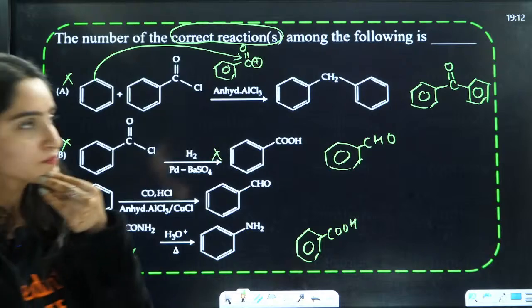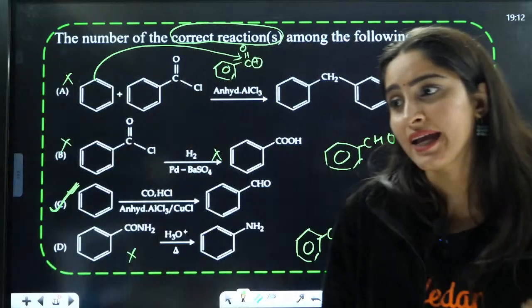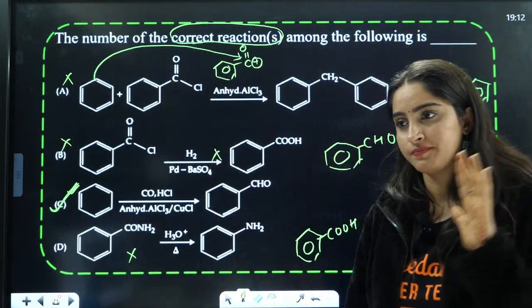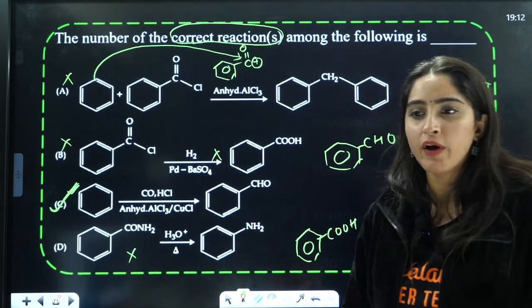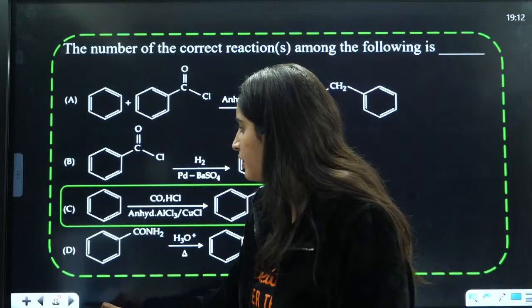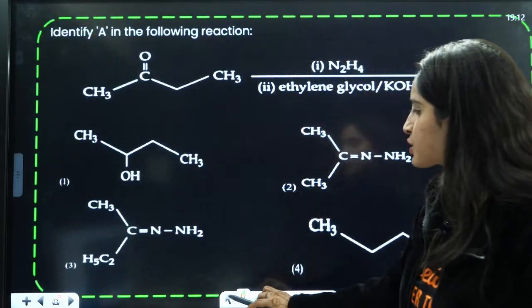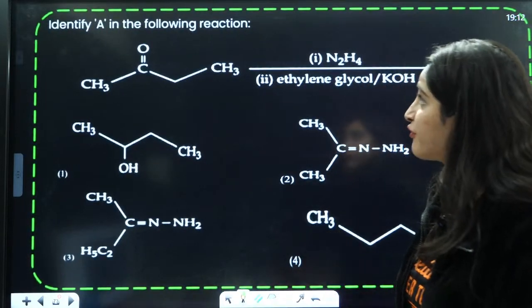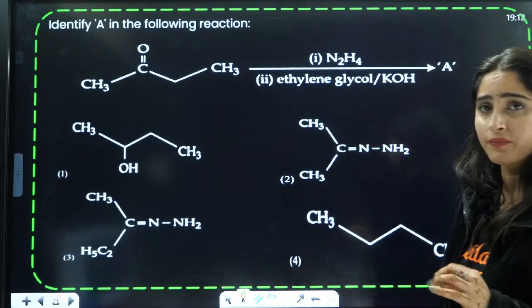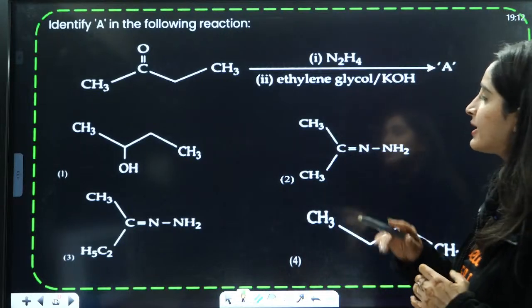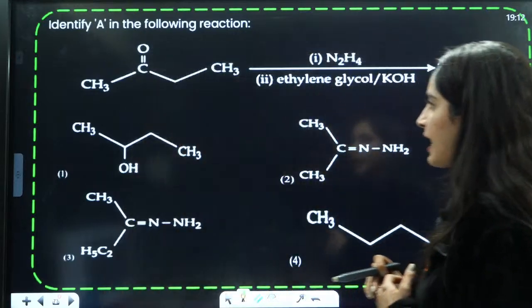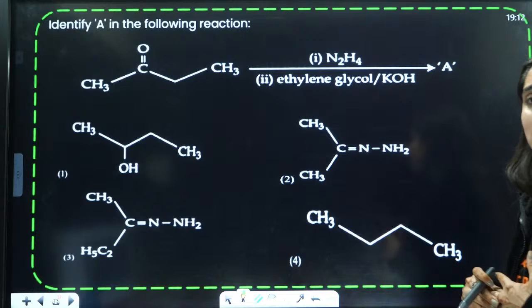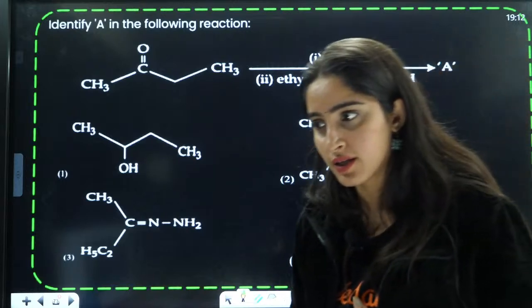Okay, guys. Shall we move ahead? Now C is the correct answer. Next we have: identify A in the following reaction, right? So now firstly tell me what is the name of this reaction? Everybody, what is the name of this reaction? I'll give you a hint. It is somewhat related to Clemmensen reduction.